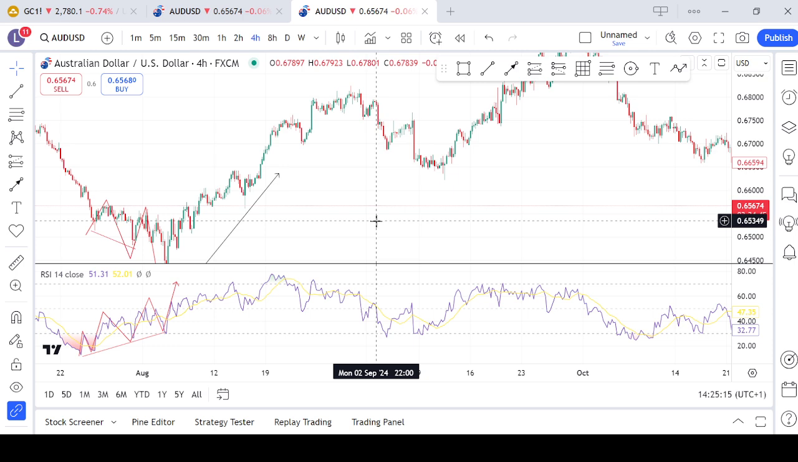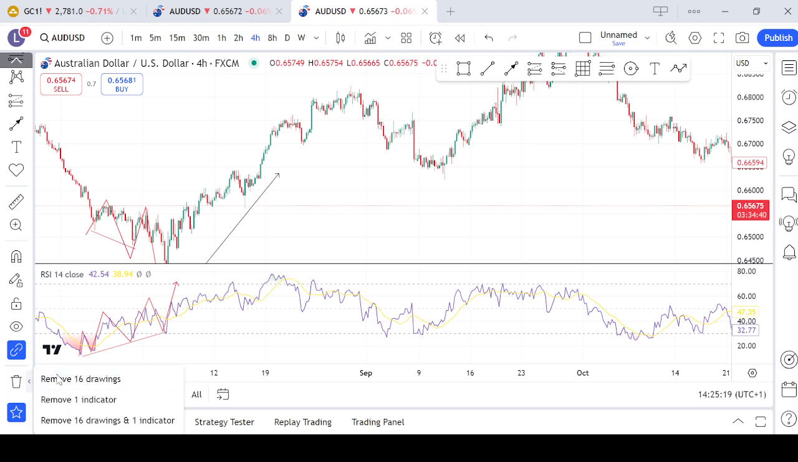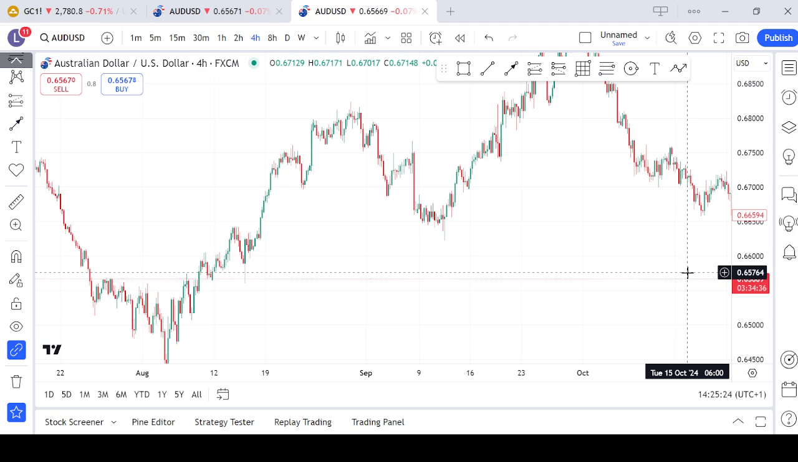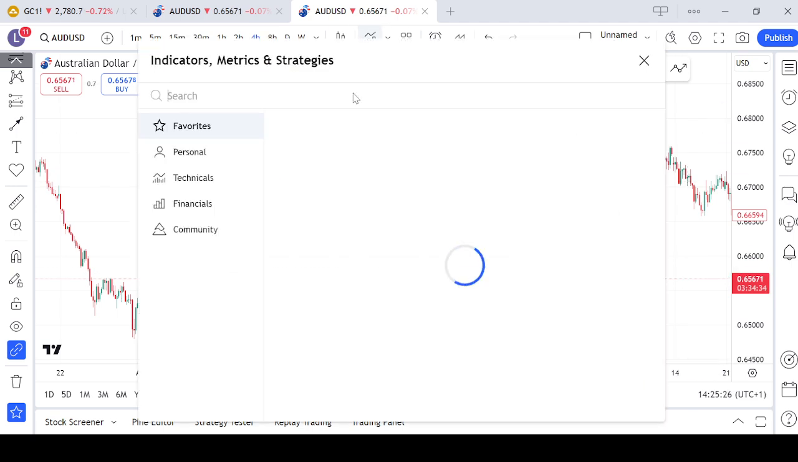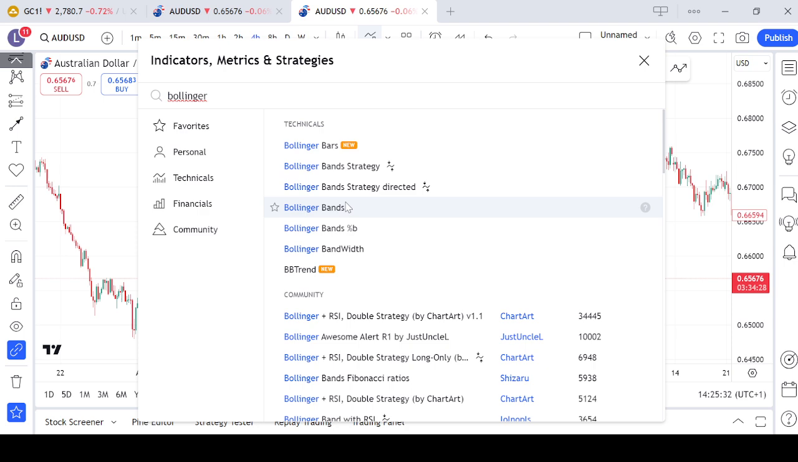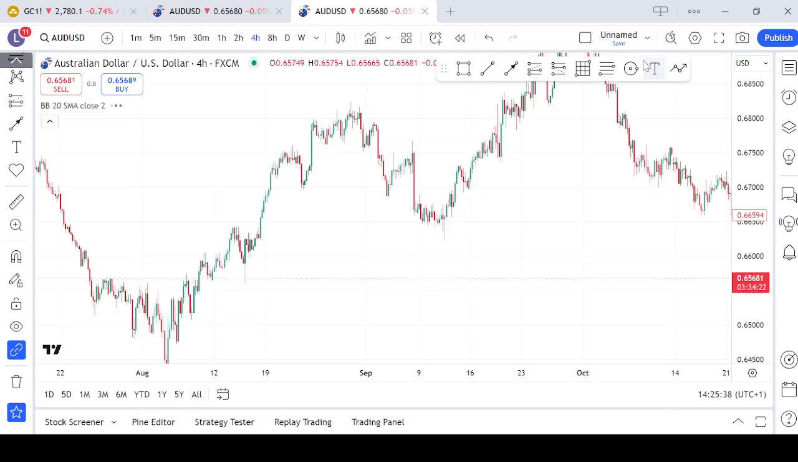So the next on the list is the Bollinger Bands. So I'm going to delete all of this and insert the Bollinger Bands. This is it right here. The Bollinger Bands is a powerful tool for measuring volatility in the options market, developed by John Bollinger.